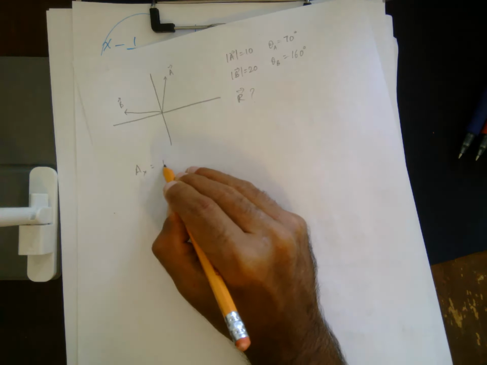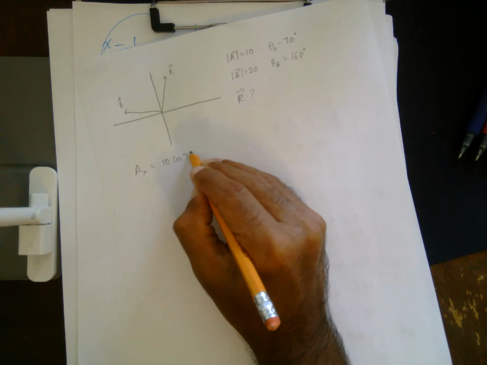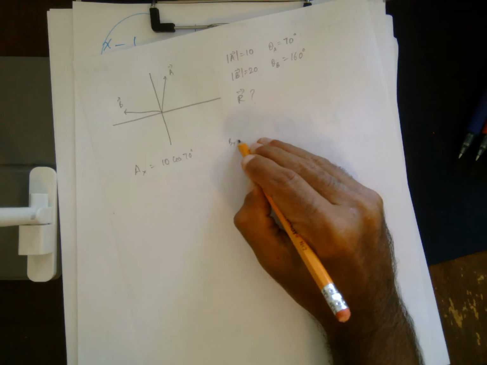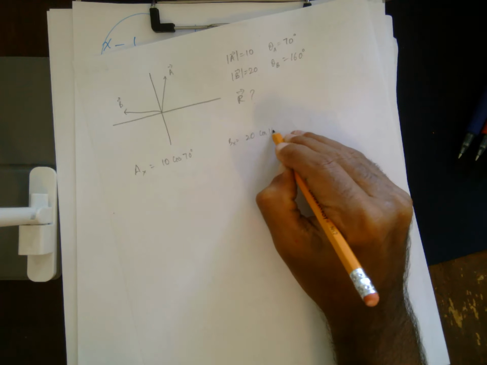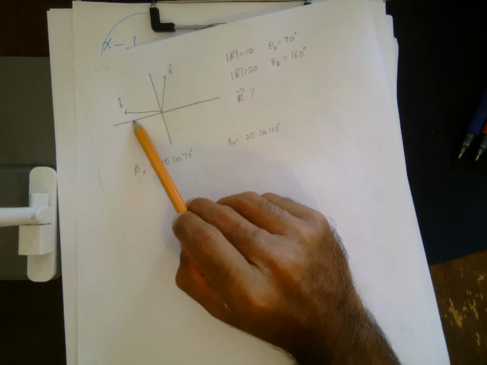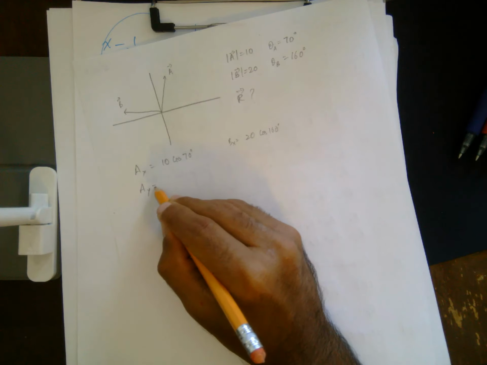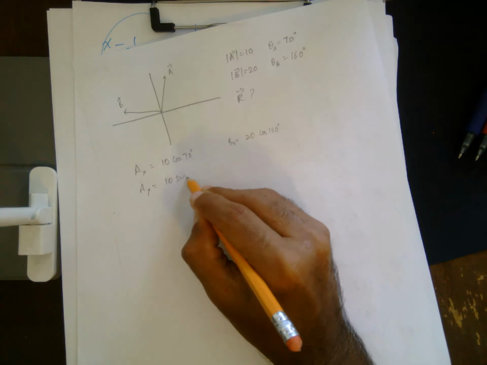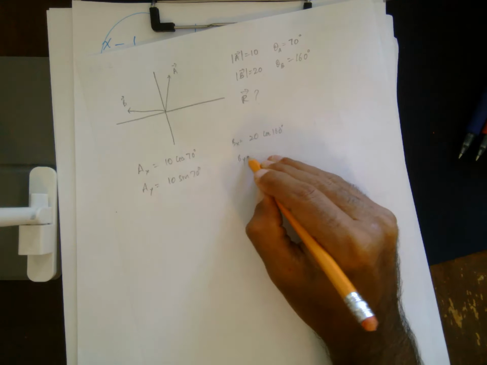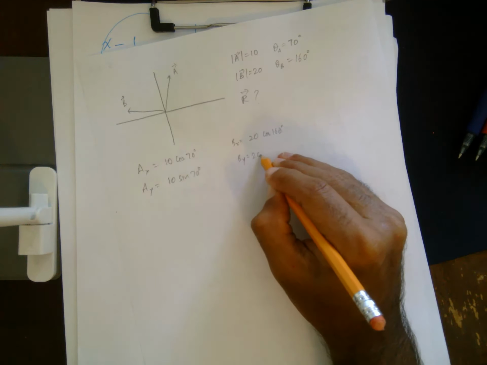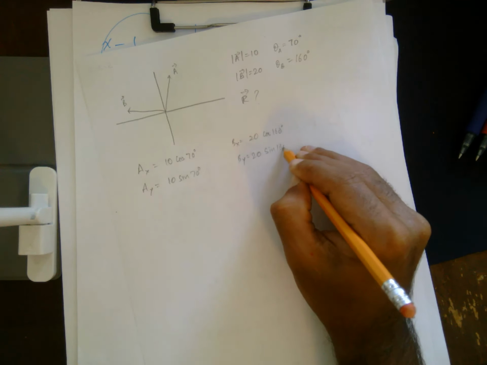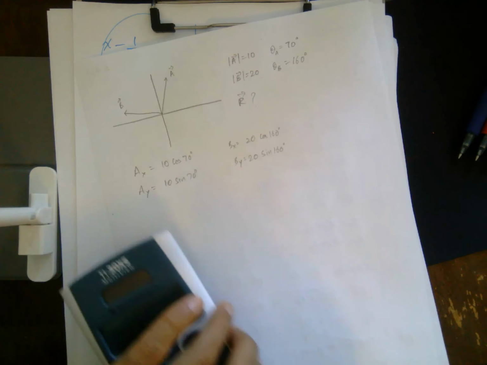So AX is 10 cosine 70. BX is 20 cosine 160. So here you would expect BX to be negative because it's on the negative x-axis. Similarly, AY is 10 sine 70 and BY is 20 sine 160. Let's find out what those are.